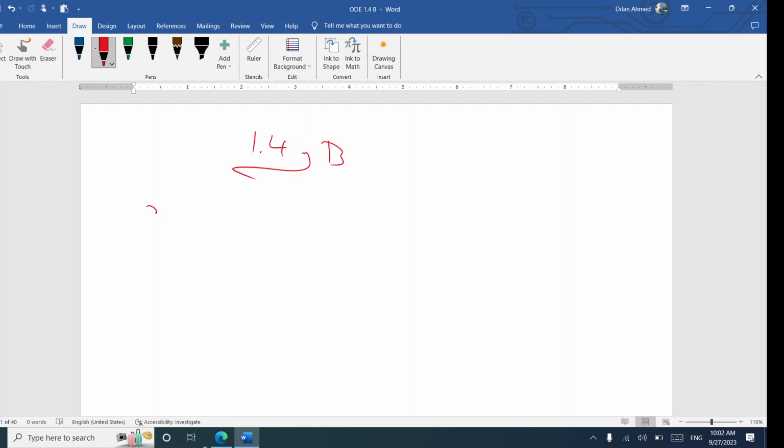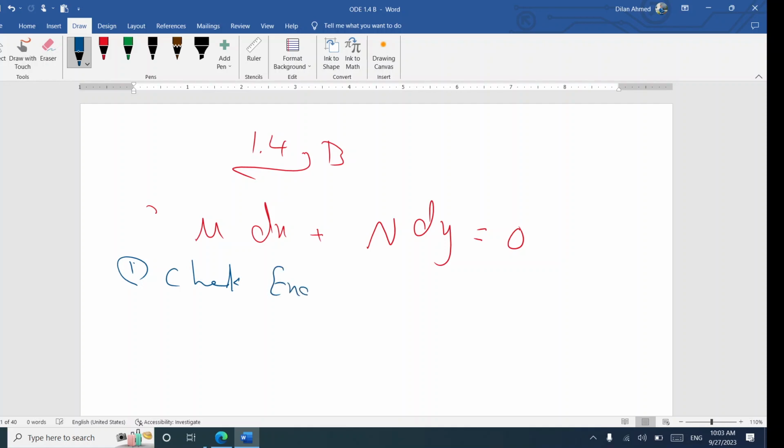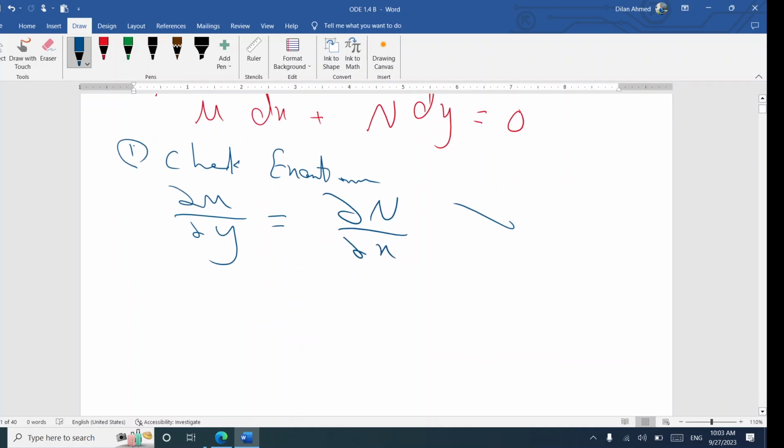It was partial. For example, I have M dx plus N dy equal to zero, or to anything. To check, first we need to check exactness by partial M by partial y should be equal to partial N by partial x. Am I right? Good. And we did it together. Most of the examples, we did it together.